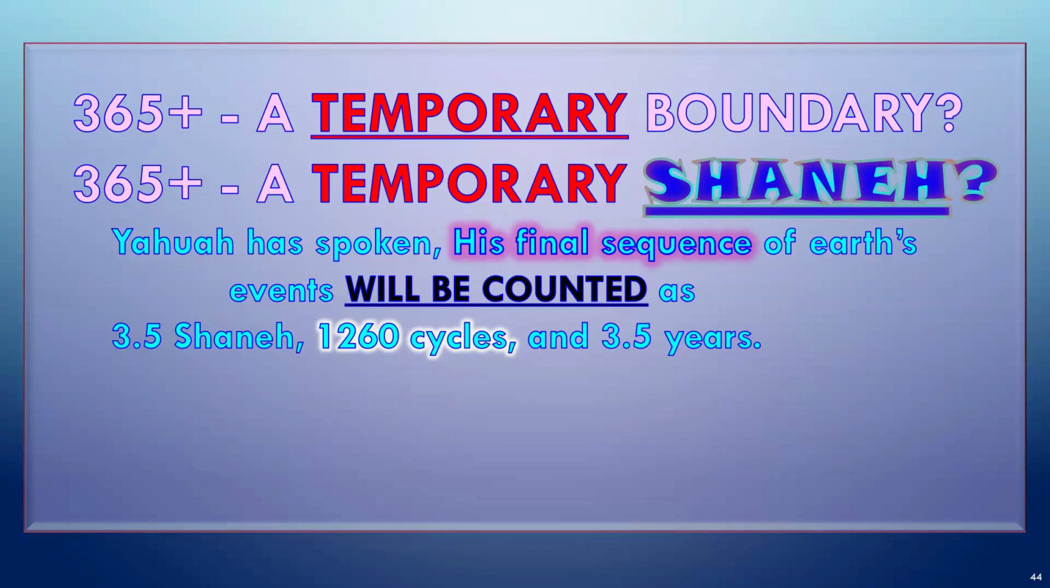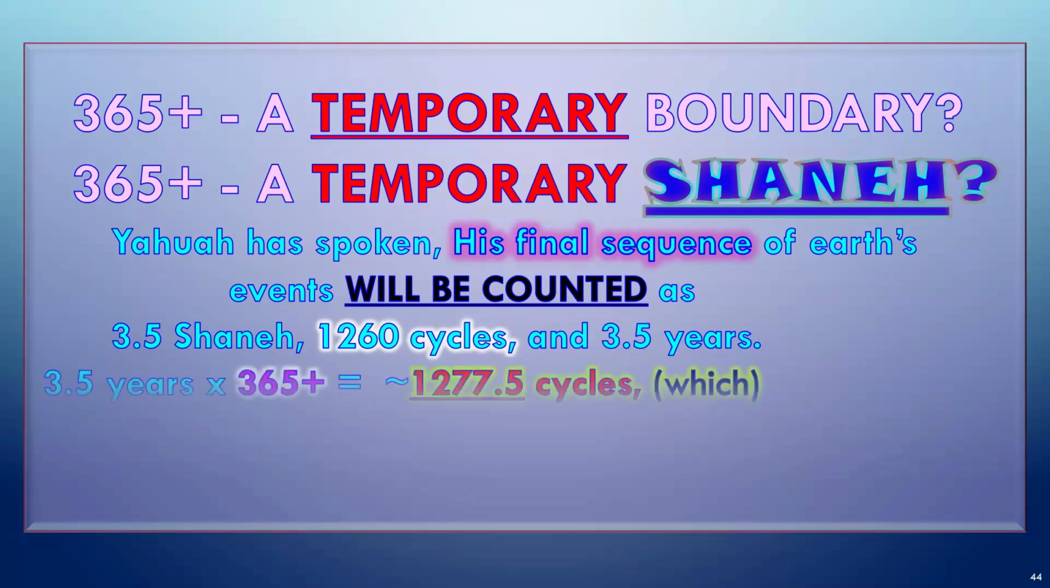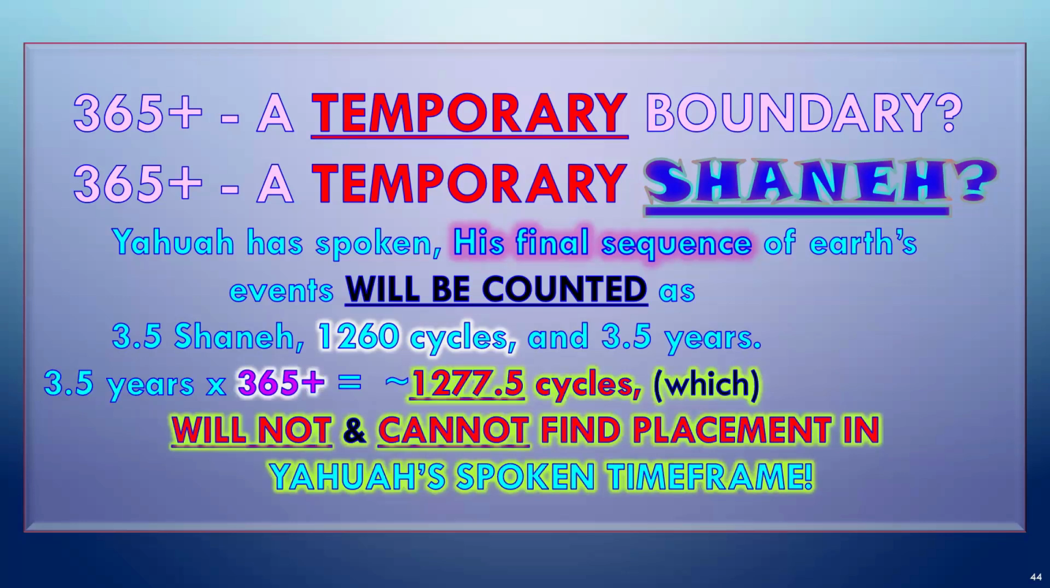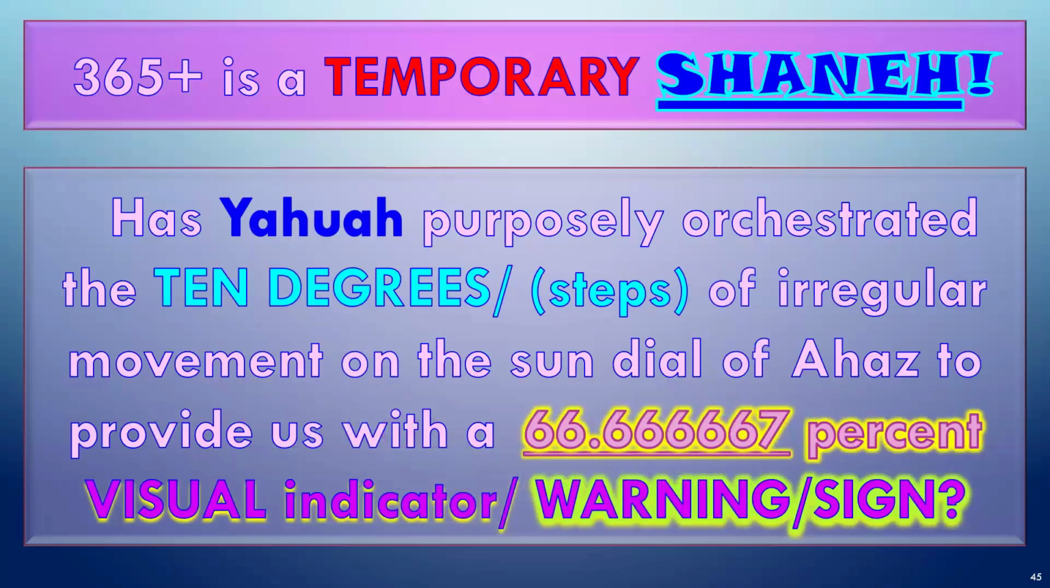365 plus a temporary boundary. 365 plus a temporary Shana. Yahuwah has spoken. His final sequence of Earth's events will be counted as 3.5 Shana, 1,260 cycles, and 3.5 years. 3.5 years times 365, which equals to 1,277.5 cycles, which will not and cannot find placement in Yahuwah's spoken time frame. Are we thinking there might be a change? I say count on it. 365 plus is a temporary Shana.